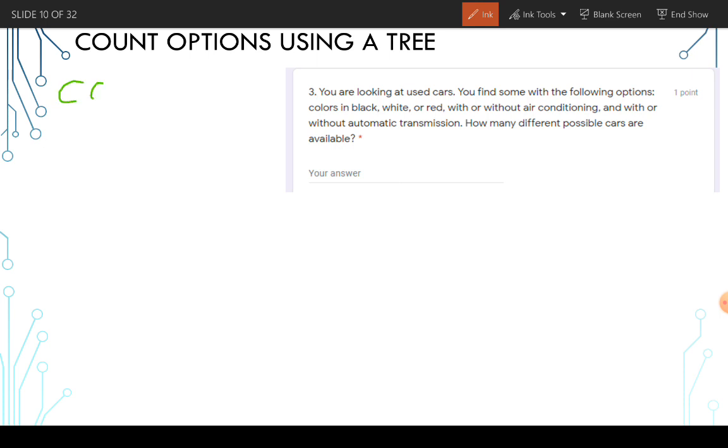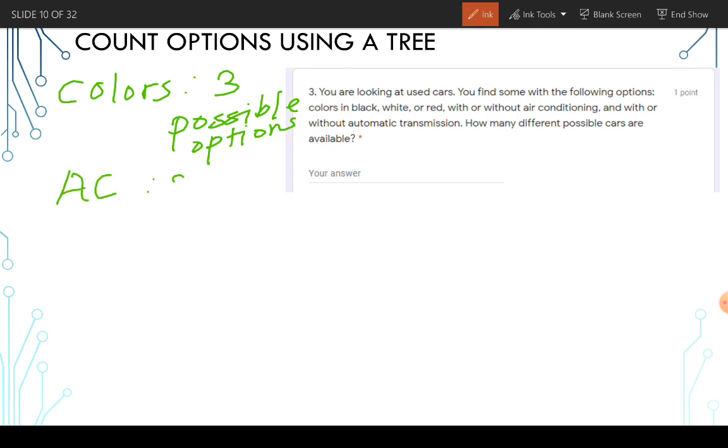So we have the colors of our cars. There's 3 possible options. We have with or without AC, which gives us 2 possibilities. And then we have with or without automatic transmission, which gives us 2 more possibilities.